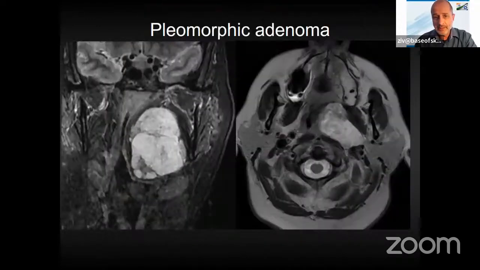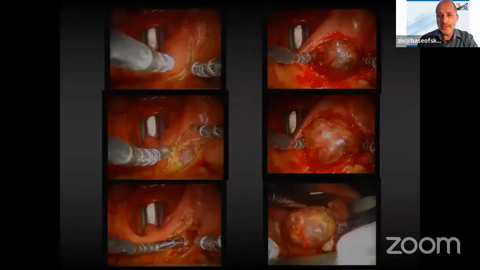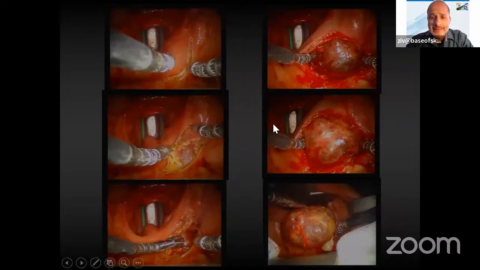At first, for these big tumors, we approached them with the transoral robotic approach, as shown here. This is a hockey stick incision. This is the uvula, this is the palate, this is the tube. Here you can see the epiglottis.